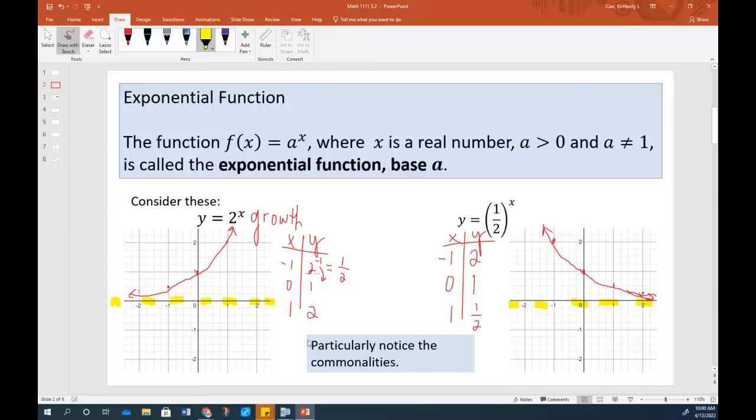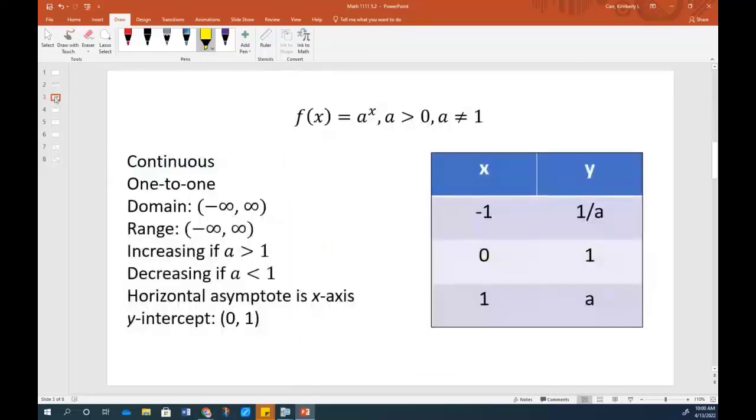Now, what are the commonalities then? I kind of have them summarized on the next page, but you can see here that they're smooth. Well, I don't know that you can actually see that on my graph, but they don't jump around. There's no skipped spaces. They're continuous, and they're also one-to-one. So let's just look at it nicely here.